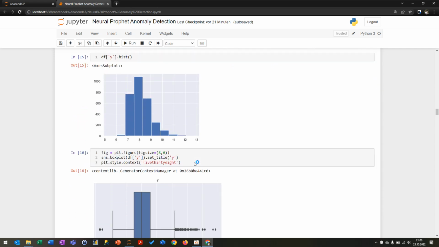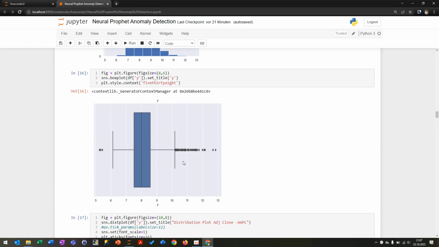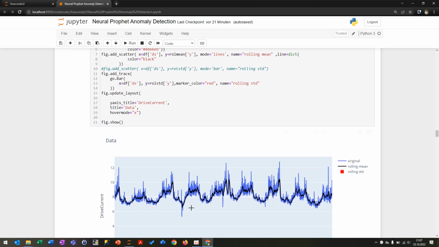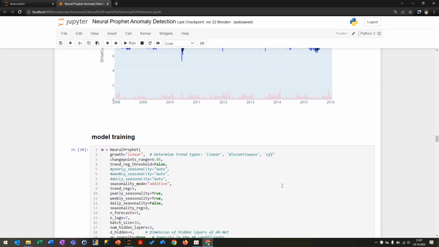Then I'm doing some EDA to plot everything, the signal with its histogram. You can see it's going from 6 to 11 roundabout in the box plot. You can see there are small outliers here, a little bit going on. And then you can plot everything again. So I have the signal here with the rolling mean. And then you have the standard deviation below, where you can see if the standard deviation goes up, which means there is some movement going on. Keep it in your mind.